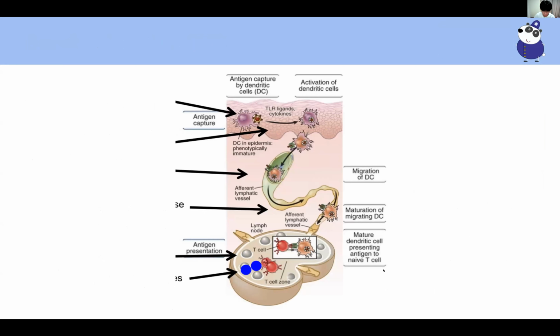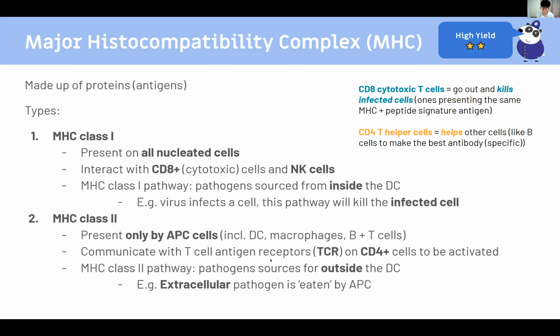This is a bit of a diagram here. So basically, this is a DC, or dendritic cell. Phagocytosis degrades the protein, the peptide is presented on its MHC class 2, and it migrates all the way to a lymph node where there are T and B cells, and activates the adaptive immune response.